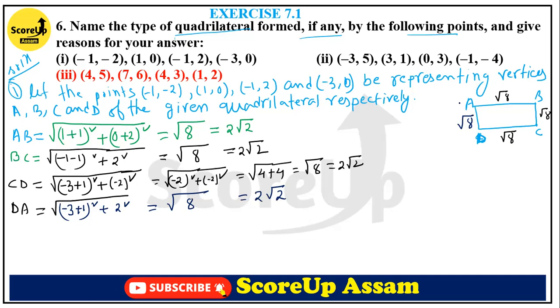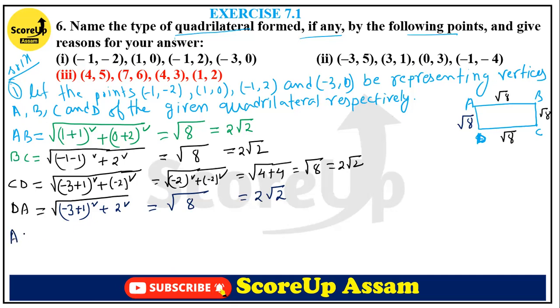Now we can say that either it is a rhombus, because all sides of a rhombus are equal, and all sides of a square are also equal. Now either we can say it is a rhombus or it is a square. Now let's check the diagonal, because the diagonal differentiates between them. In case of a rhombus, diagonals are not equal. In case of a square, diagonals are equal. Okay. Now let's check the diagonal.